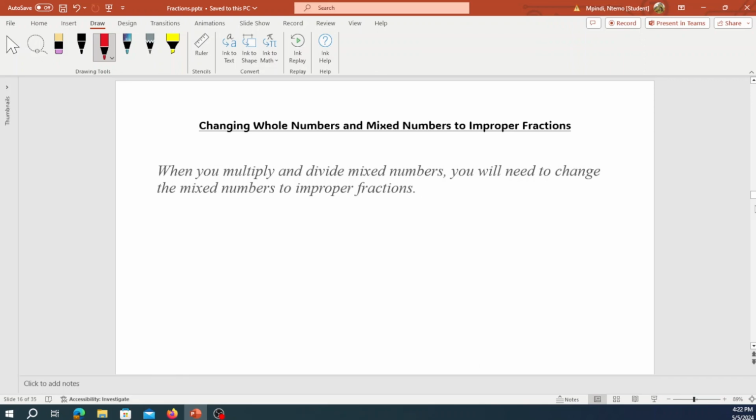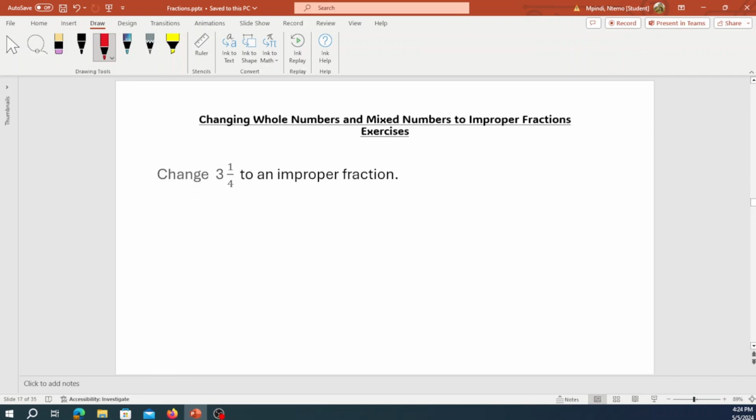So when we change the whole number and mixed number to a proper fraction, this is how we do, okay? So when you multiply and divide the mixed numbers, you will need to change the mixed number to a proper fraction, okay? So to do this is how we do it. We're gonna rewrite it 3 on 4. Okay? So the right answer here is gonna be 4.